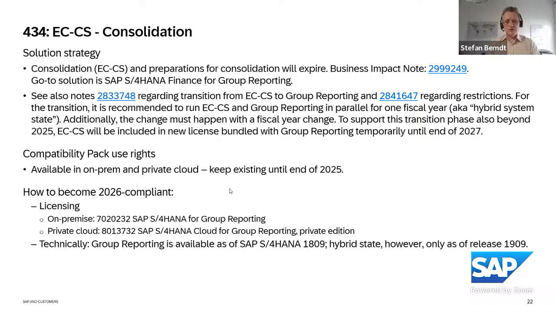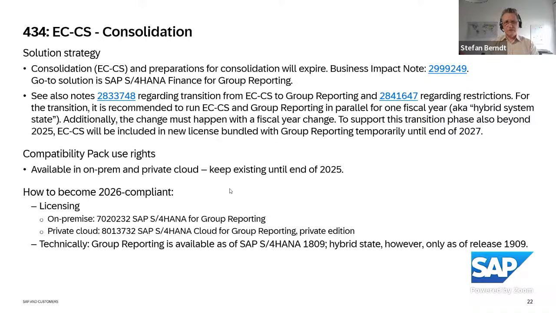To switch to the new solution, it's normally recommended, and also sometimes required by audit, that there is a parallel run phase between old and new to make sure that your balance sheets and your consolidation reporting is consistent. Again, similar to profit center accounting, we decided to have here a kind of transition phase for customers who cannot manage this switch before end of 25.